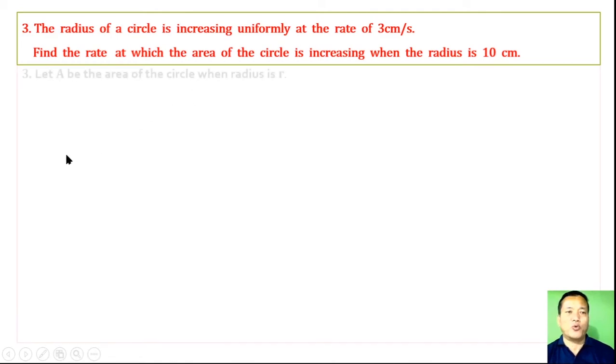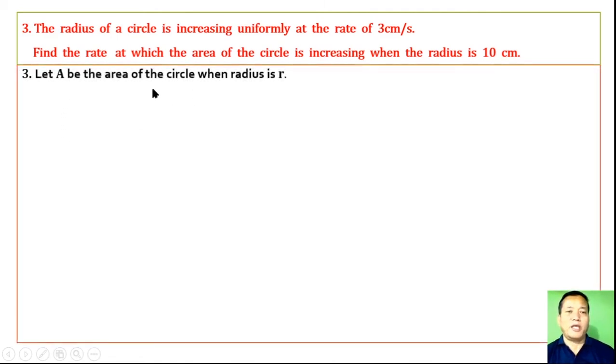Let A be the area of the circle when radius is r.